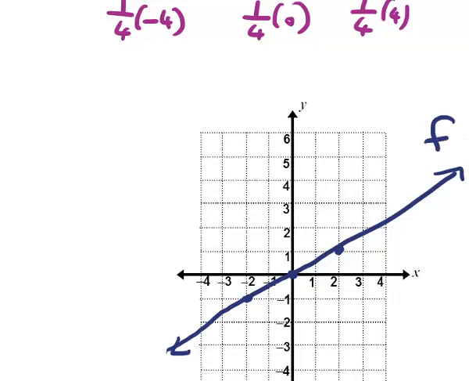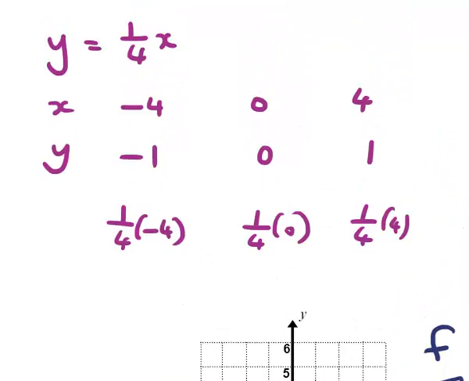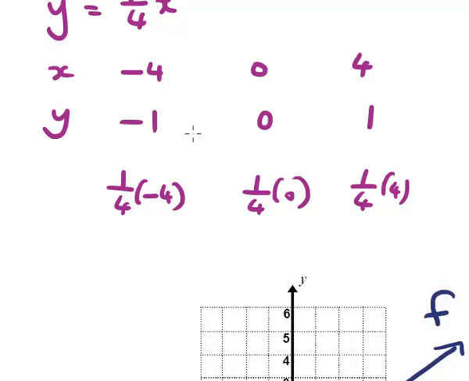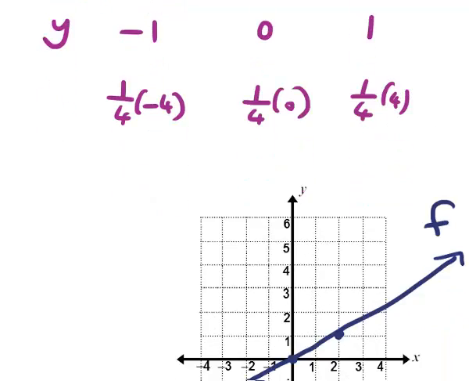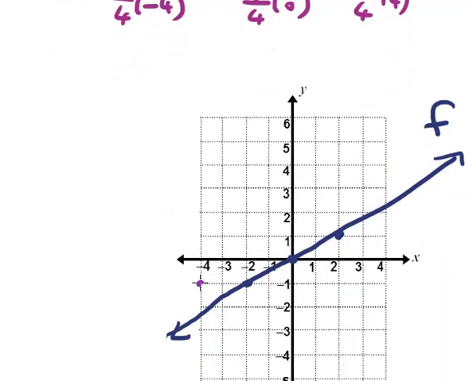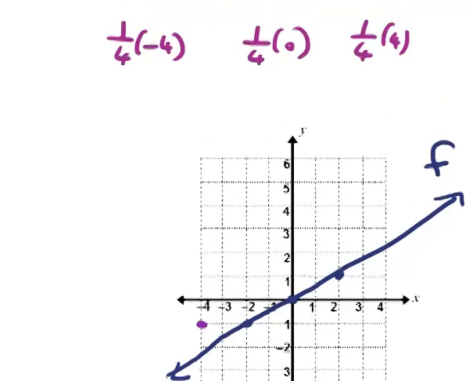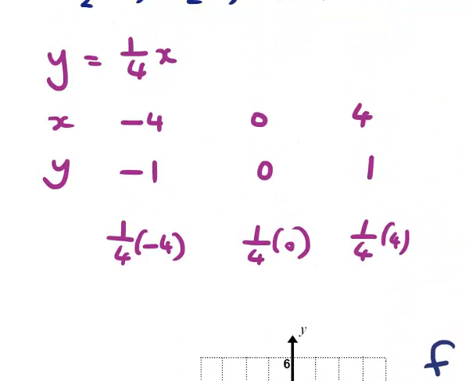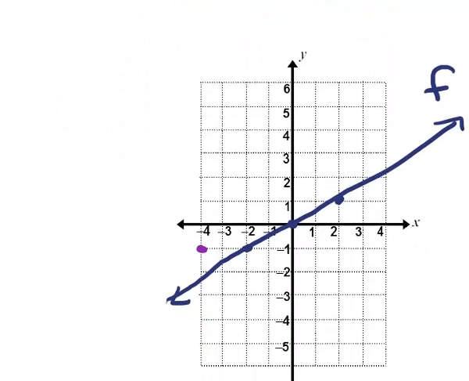Now let's go to purple, and let's see what the other graph looks like. For a quarter, this would be minus 4, minus 1. Then 0, 0, and 4, 1. So if we look at that, wow, there we go. There's the graph of g.